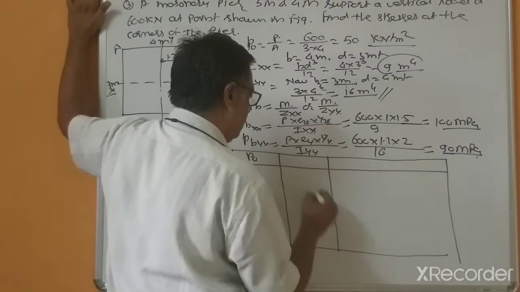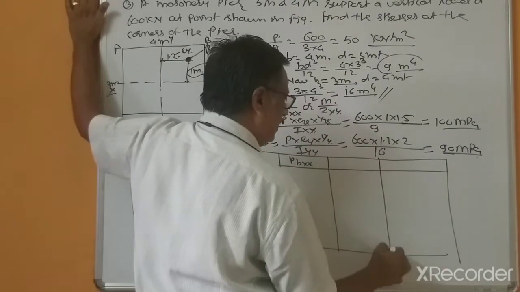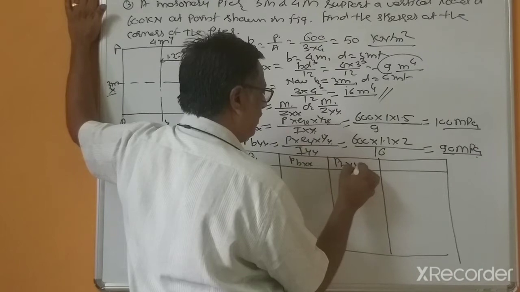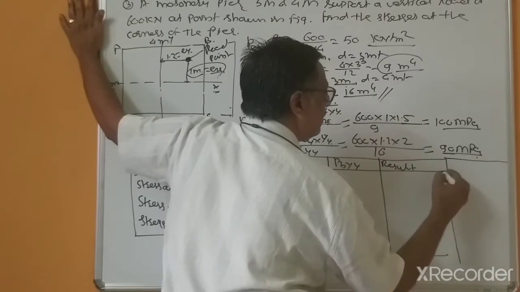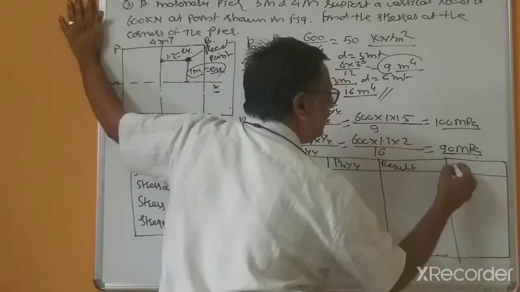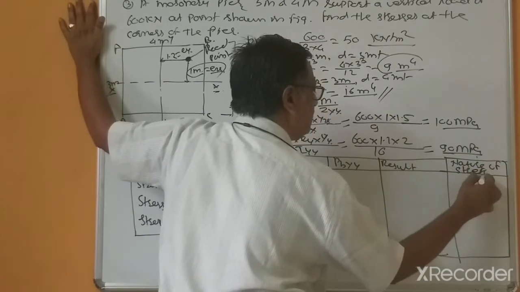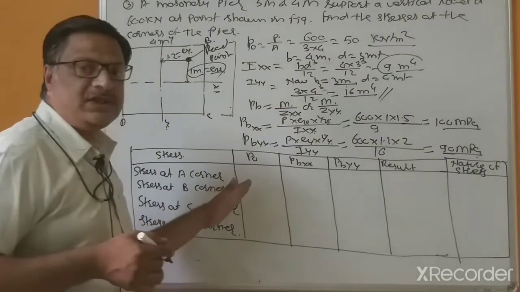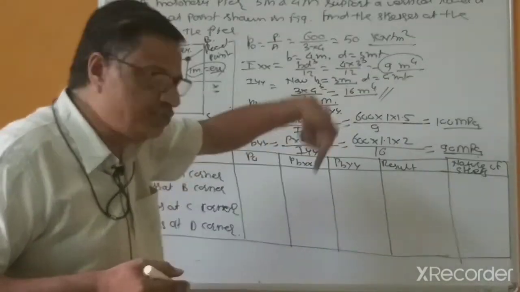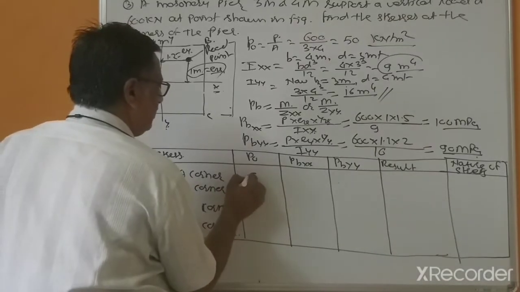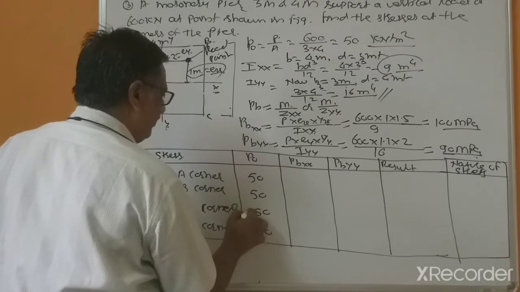This is PB XX, and this is PB YY, and this is the resultant stress, and the nature of stress. Now direct stress is the same at A corner, B corner and all corners, because the nature of the stress is pushing type, that's why compressive. This is plus, because for compressive stress, as per our assumptions, this is positive.